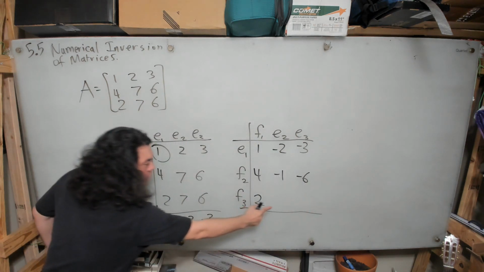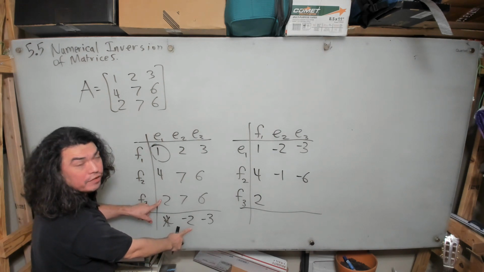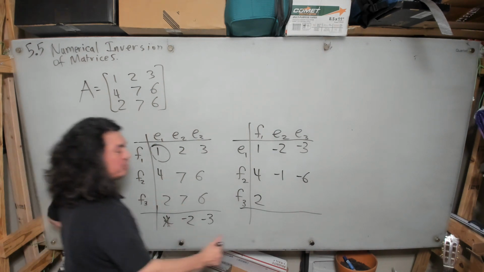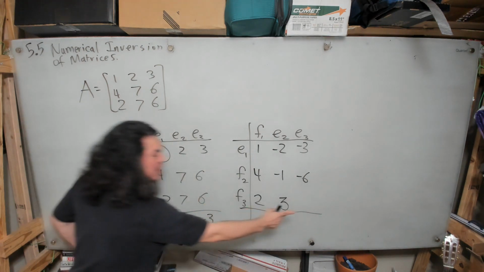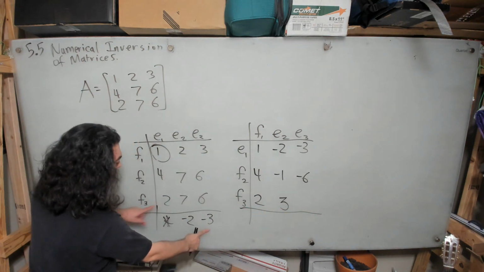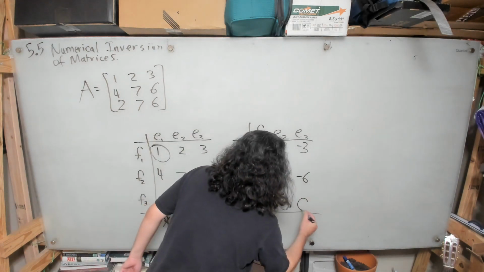What about this one? Negative 2 times 2, that's negative 4, plus 7, that's 3. And then finally, what about this place here? Negative 3 times 2, that's negative 6, plus 6 is 0.